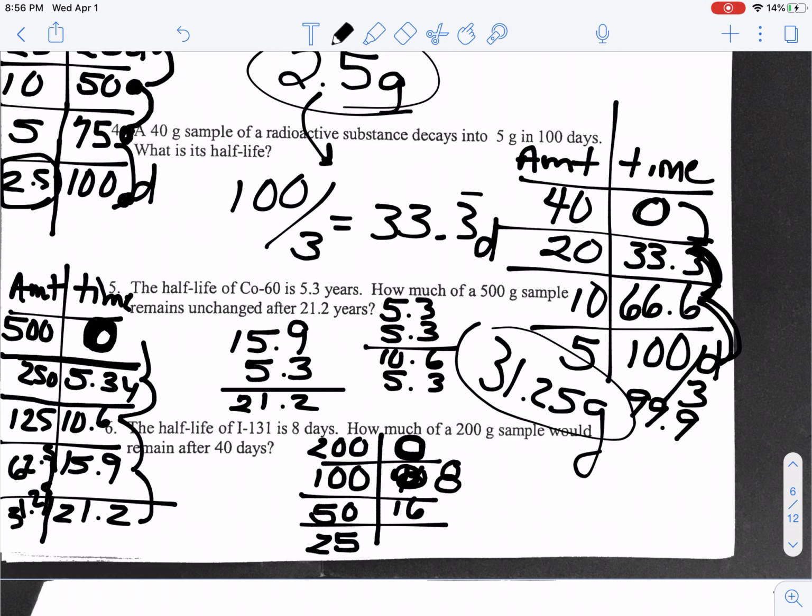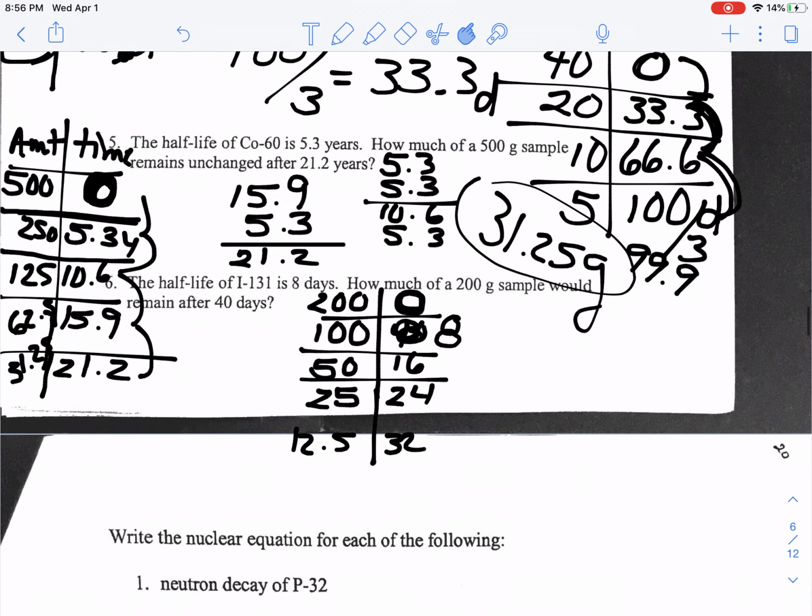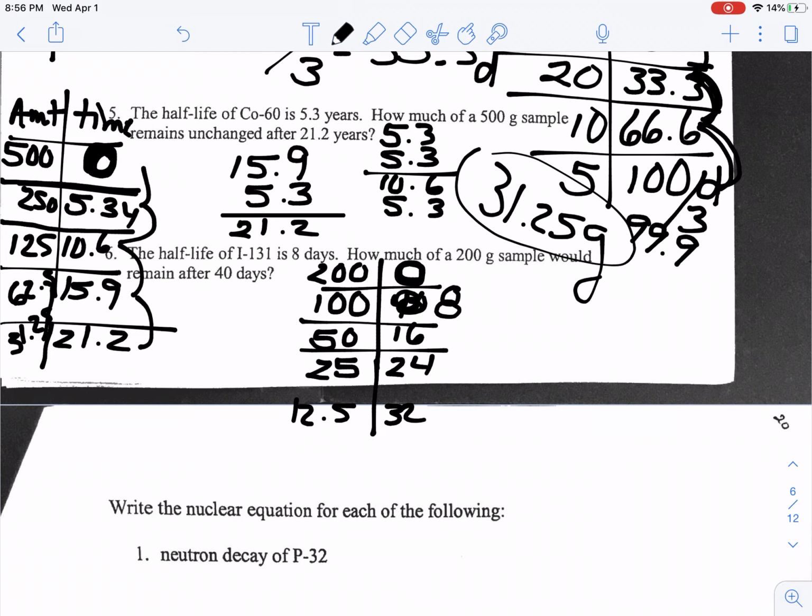Another 8 days go by, and that would give me 24. I've got to get up to 40. Another 8 days go by, which would be 32. And that would be 25 in half, which would be 12.5. Finally, another 8 days go by, and now I'm finally up to 40.